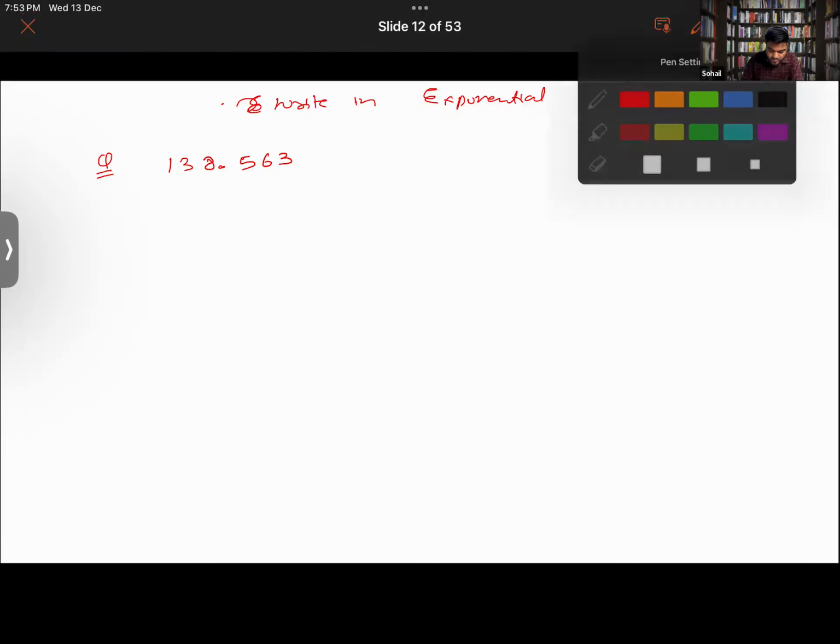So the question is as follows. Write in exponential form. The number is 138.563. Okay, that is the question.